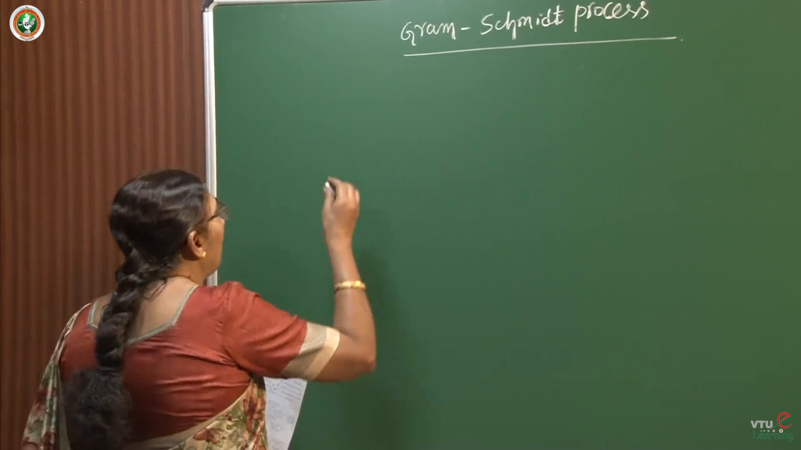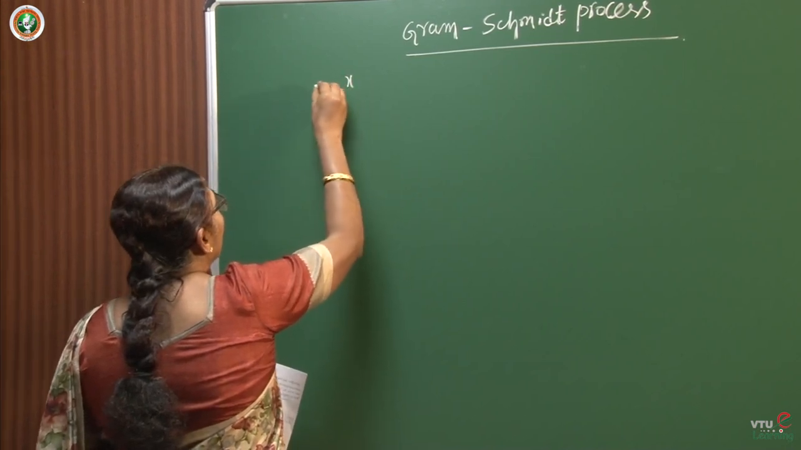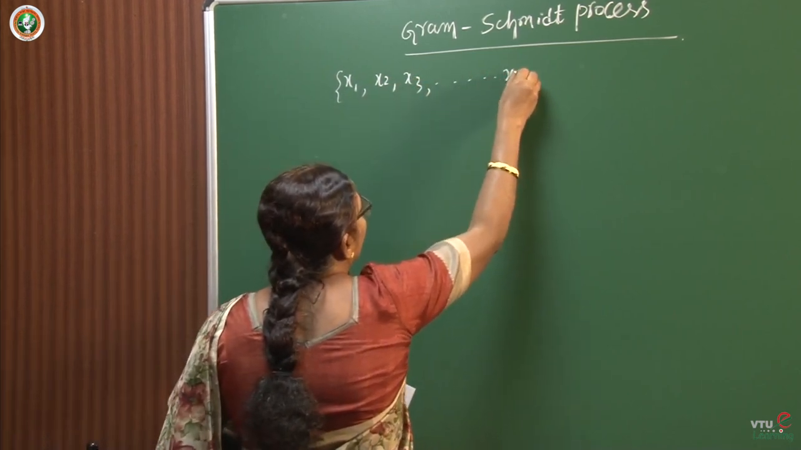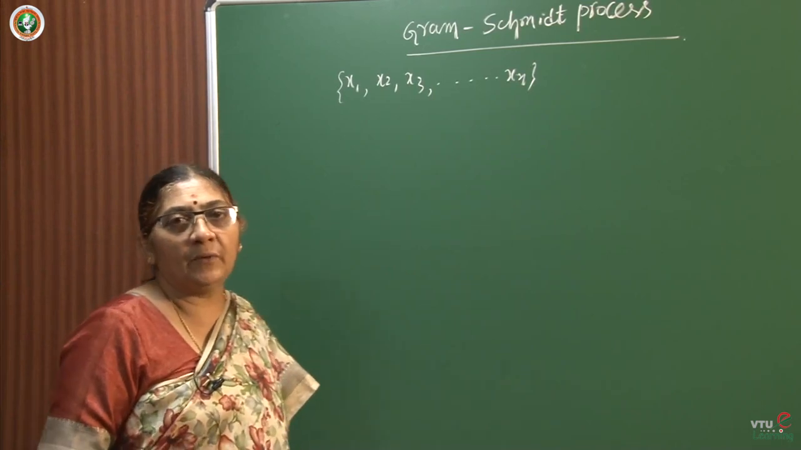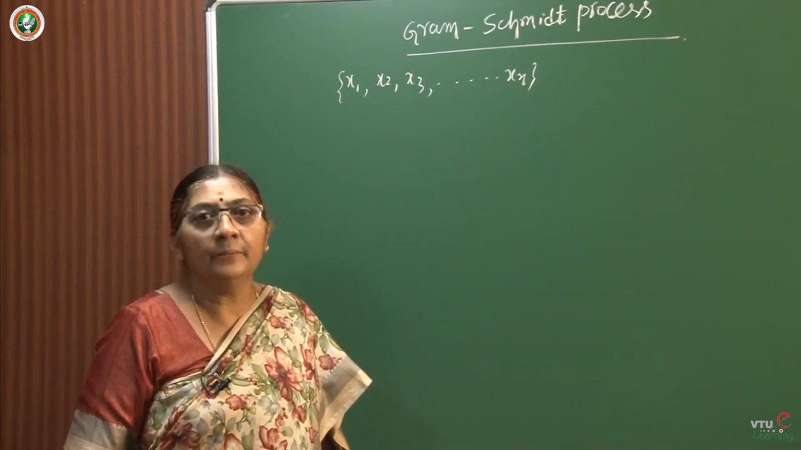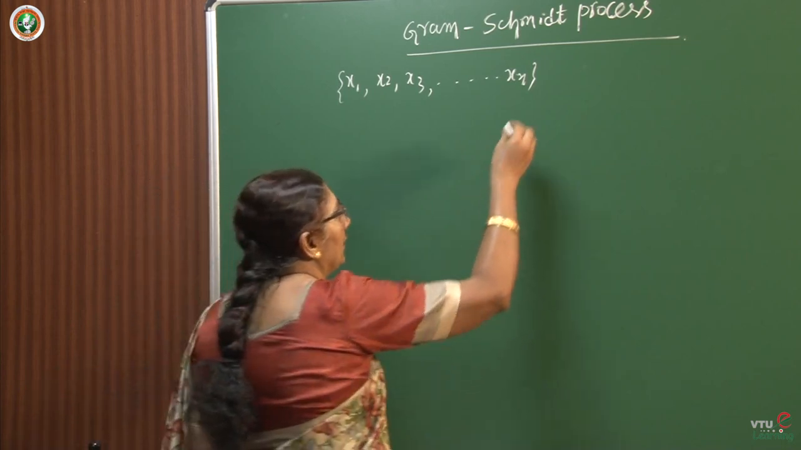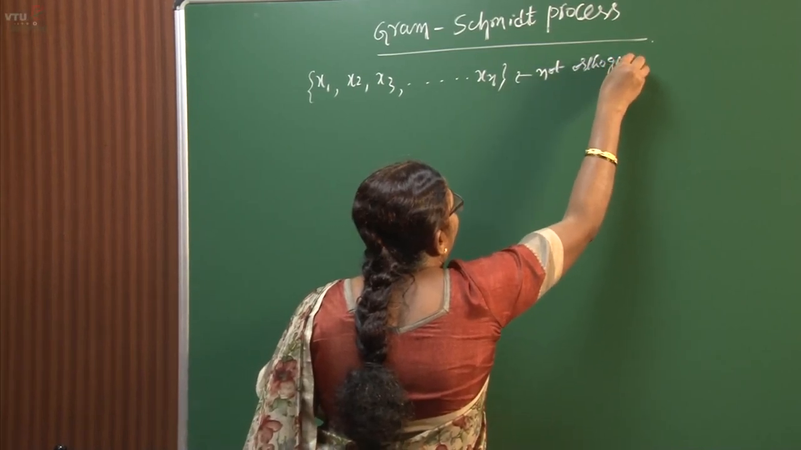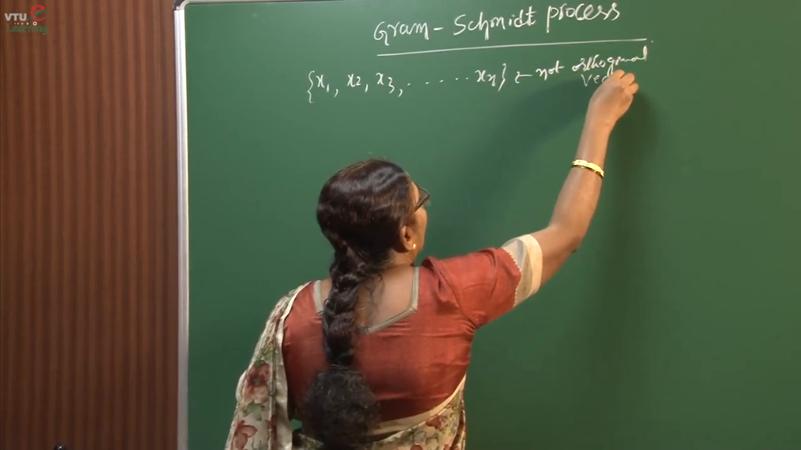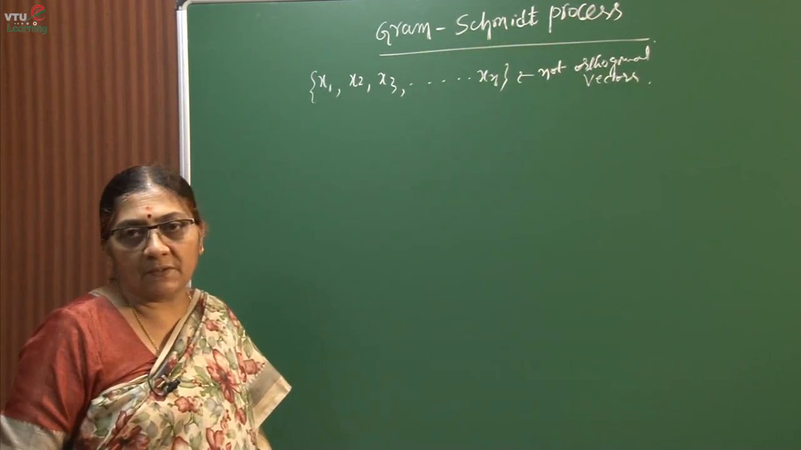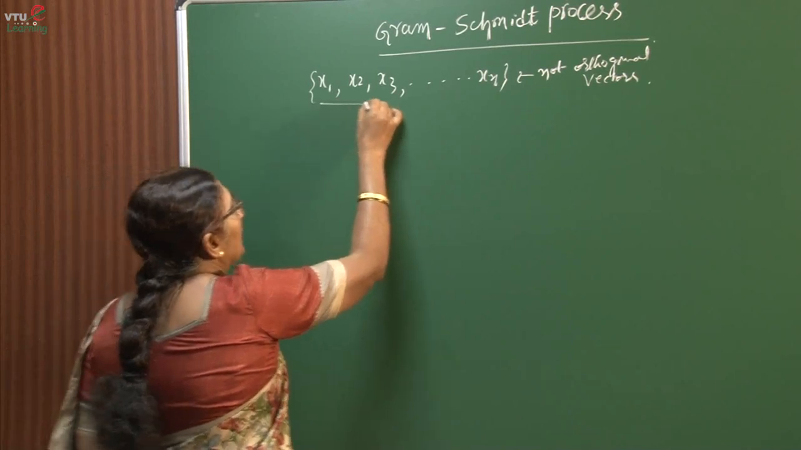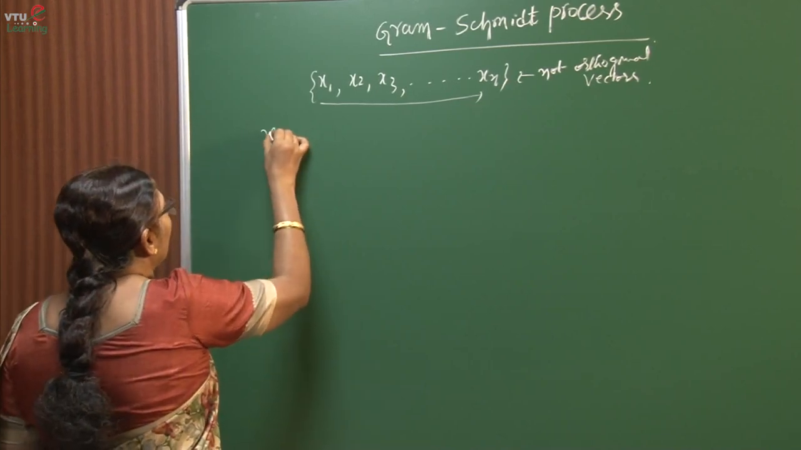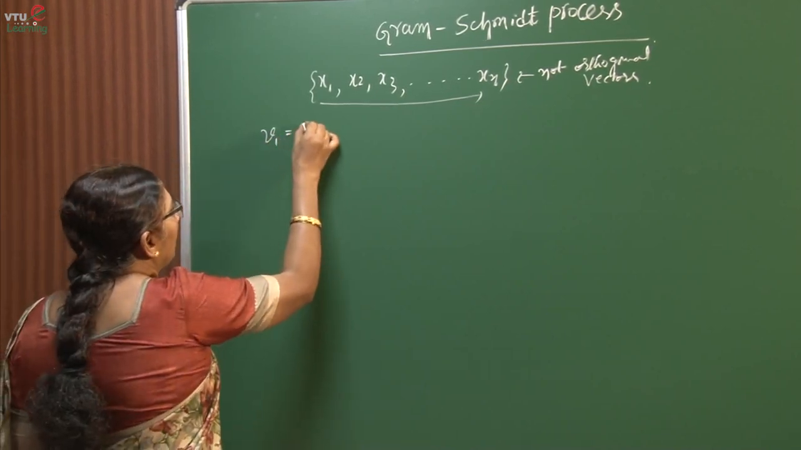Now, suppose we have a set of vectors x1, x2, x3, up to xn. This is the set of vectors given. Each vector may be a row vector or a column vector, it does not matter. Now, these vectors are not orthogonal. I want to convert them to orthogonal vectors, so we use the Gram-Schmidt process. Here, the given vectors are x1, x2, x3. We can't use the same notation, so I am going to take v1. The first vector v1 must be equal to x1.